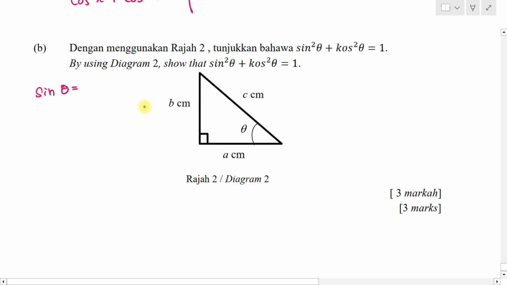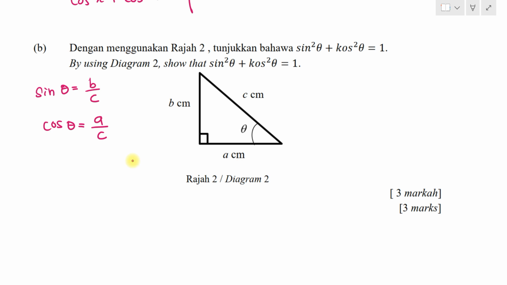So here the sine theta is what? Opposite over hypotenuse, which is B over C. Cos theta is what? Cos theta is A over C. Try to square them. For example, we need to prove, just take the B over C squared. Or maybe use your Pythagoras theorem. Okay, maybe we use Pythagoras theorem first.